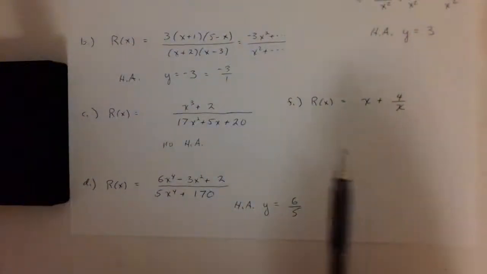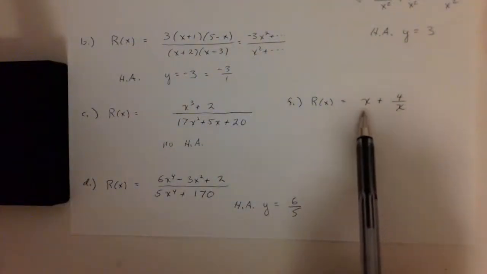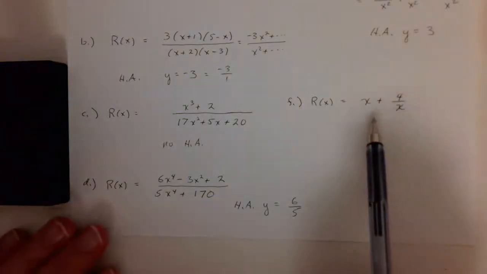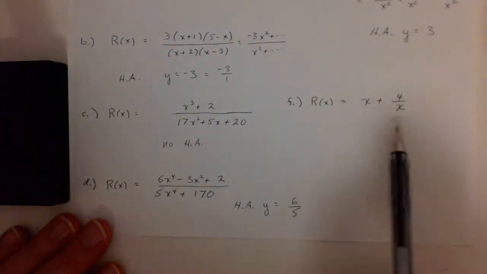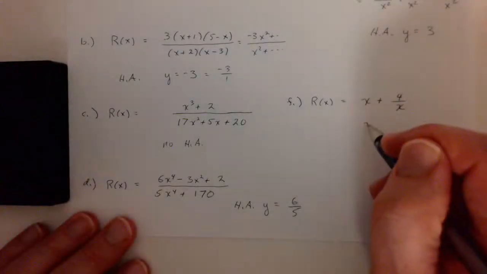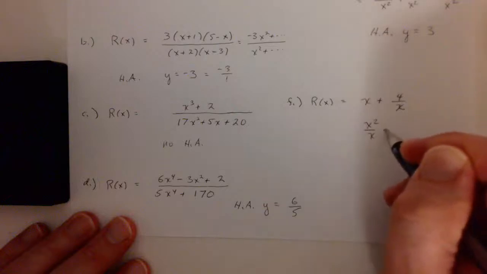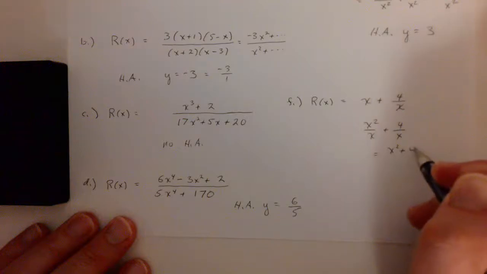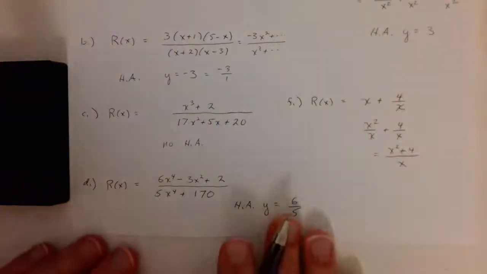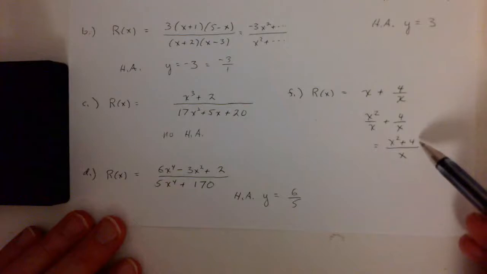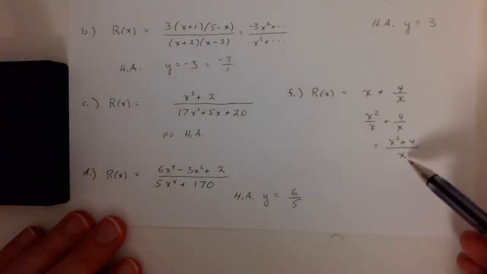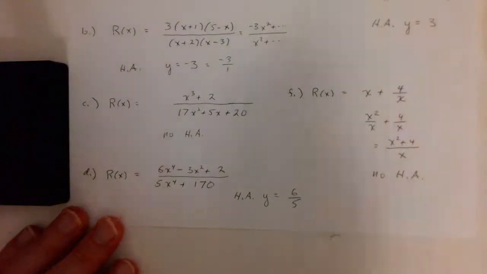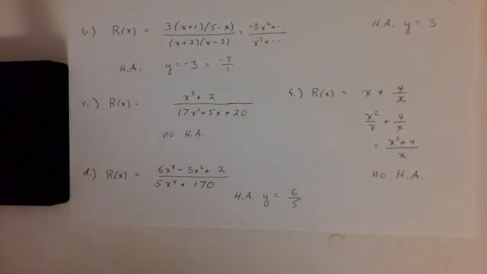Here, you have to be a little more careful because this x is getting large and this 4 over x is getting small. So what we do, we really want to combine this using a common denominator. So this will be x squared over x plus 4 over x, which is x squared plus 4 over x. And here the degree of the top is bigger than the degree of the bottom, so there's no horizontal asymptote. So it's really all about comparing degrees.